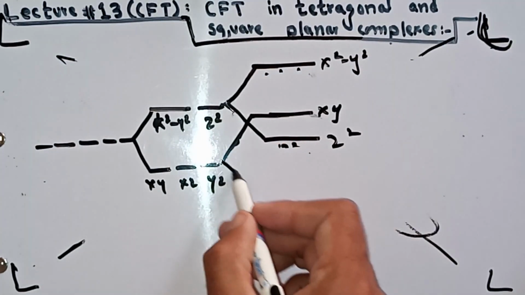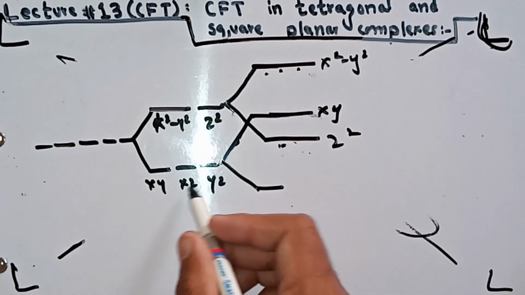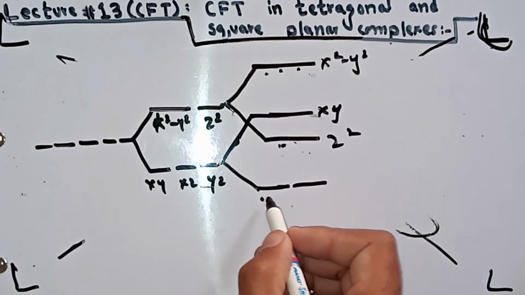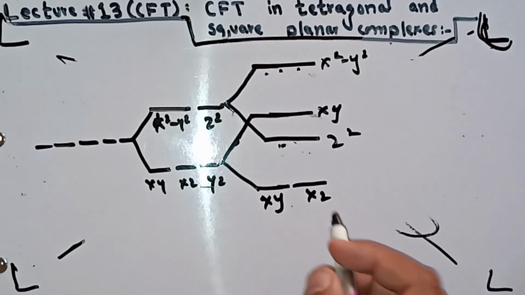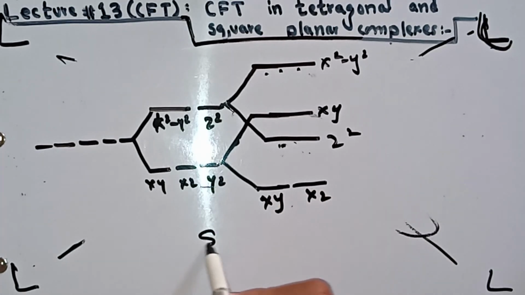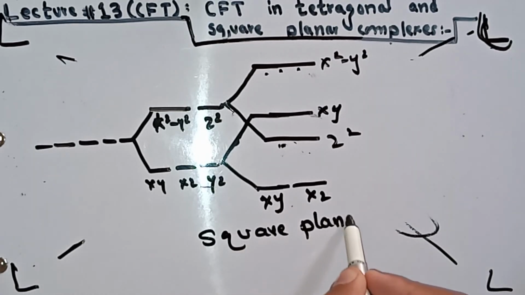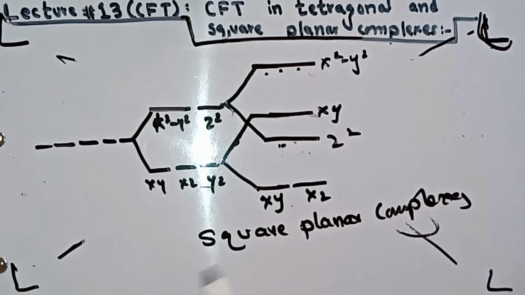While these orbitals, because z square has lower energy, their energy will be decreased. So xz and yz both have the same energy. This will be the splitting in square planar complexes. Square planar complexes will be like that. Is it clear? I hope it is clear.